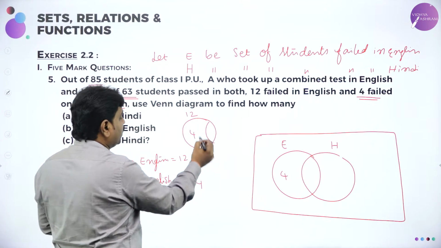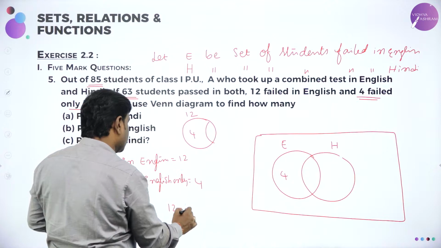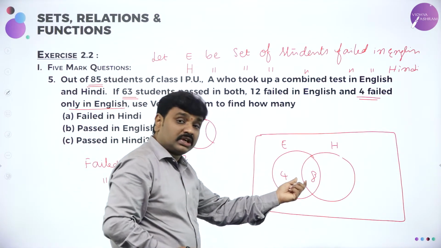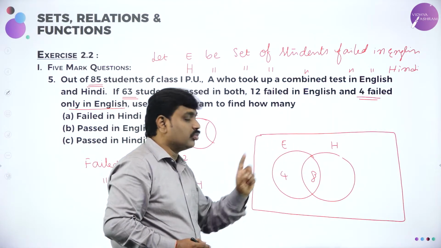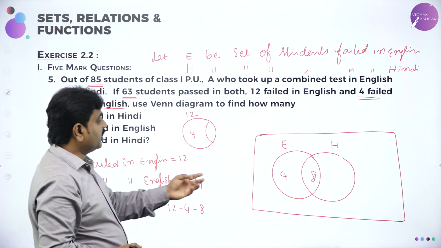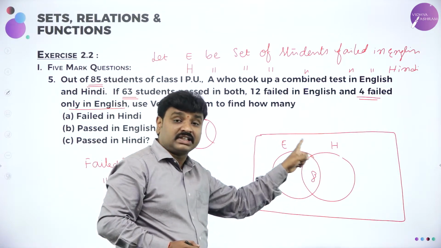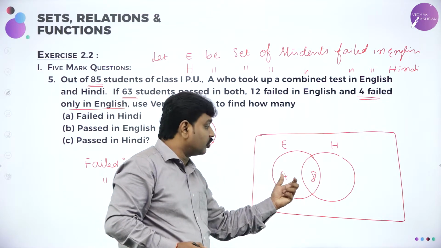Out of 12, what remains? 12 minus 4 is how much? 8. 8 will be present here. Means 8 students are there who failed in both. So, how many failed in both? 8, because 8 plus 4 gives you 12. The total students failed in English is 12, and 4 failed only in English, meaning this region is 4.